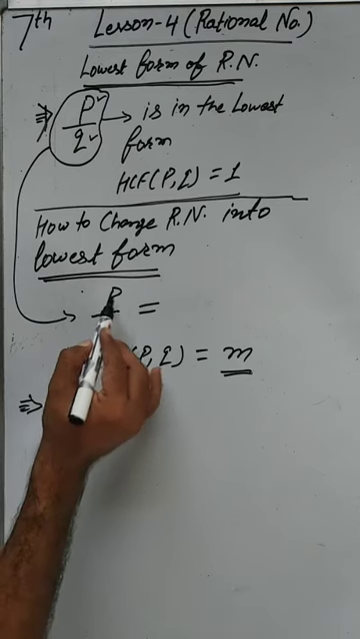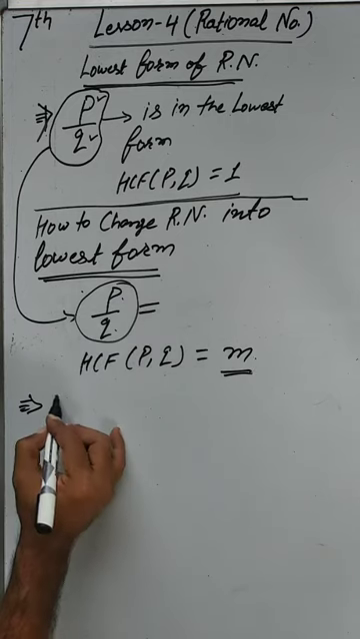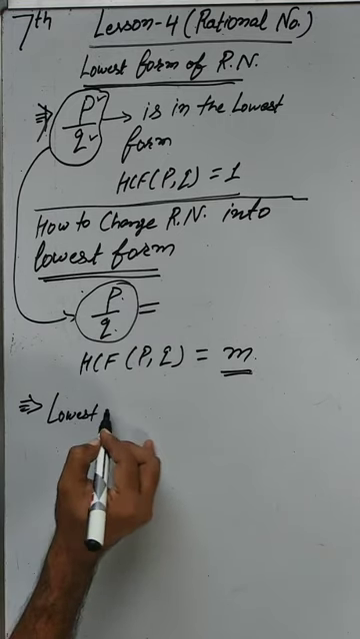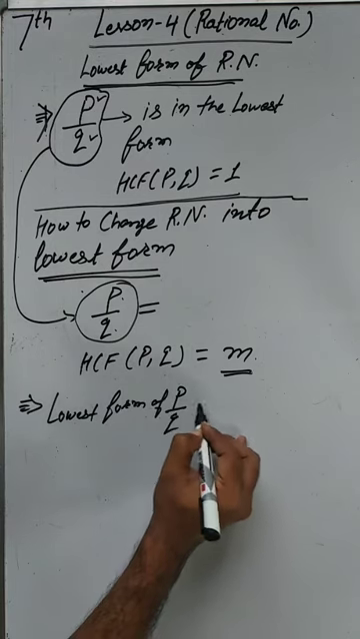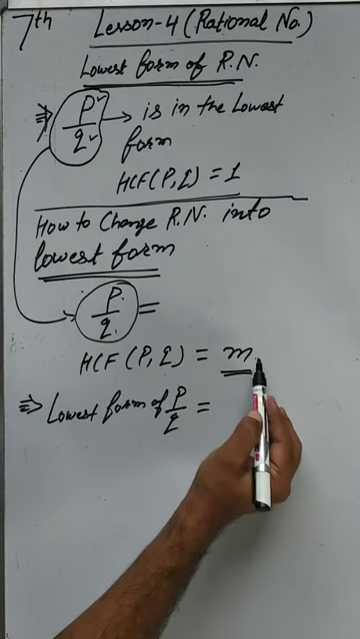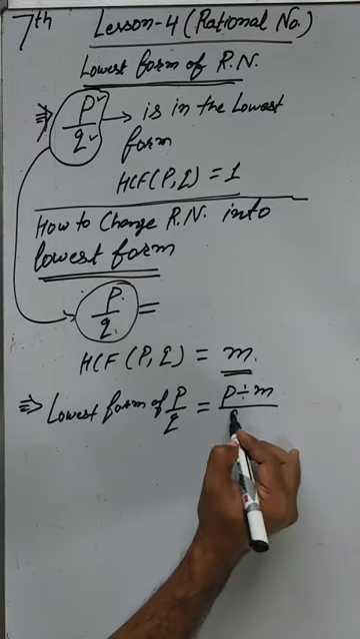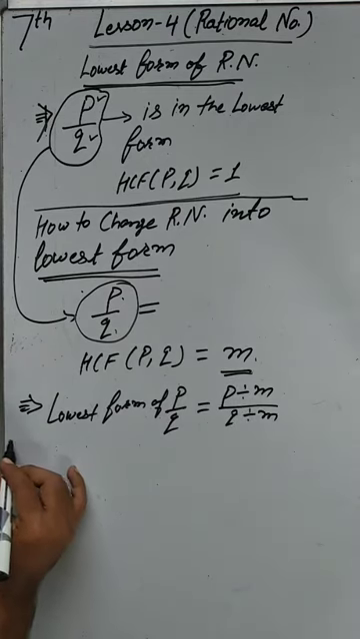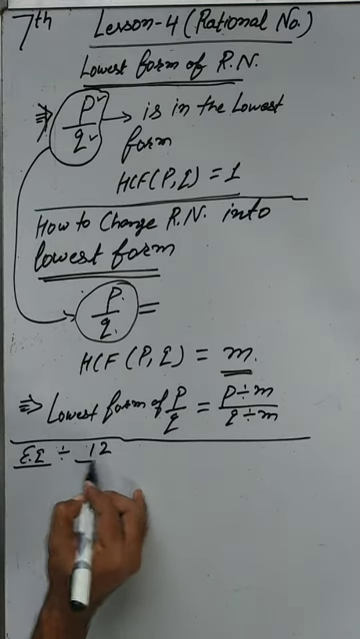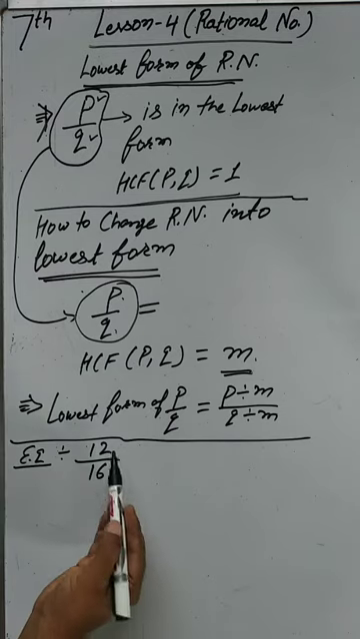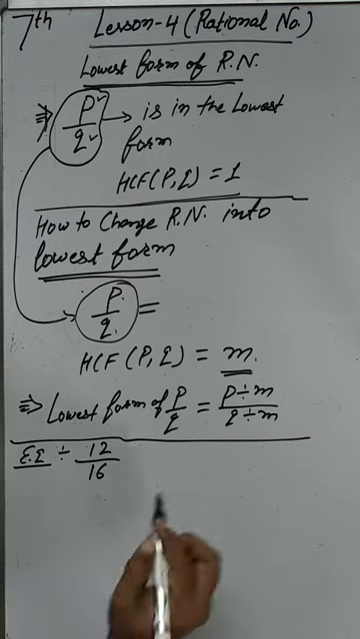So beta, to change a rational number into lowest form, divide numerator and denominator by the HCF. So the lowest form of p upon q: divide numerator and denominator by the HCF, that means by m. p divided by m and q divided by m. Understood? For example, I have a rational number 12 upon 16. Clearly 12 and 16 are not in the lowest form. I want to change it into lowest form.